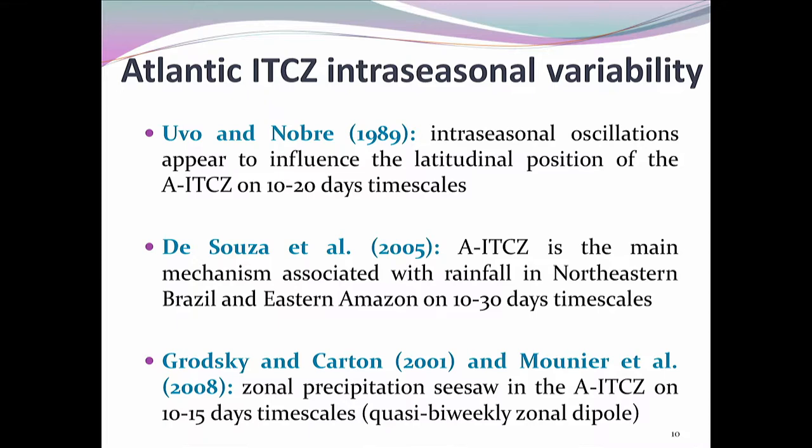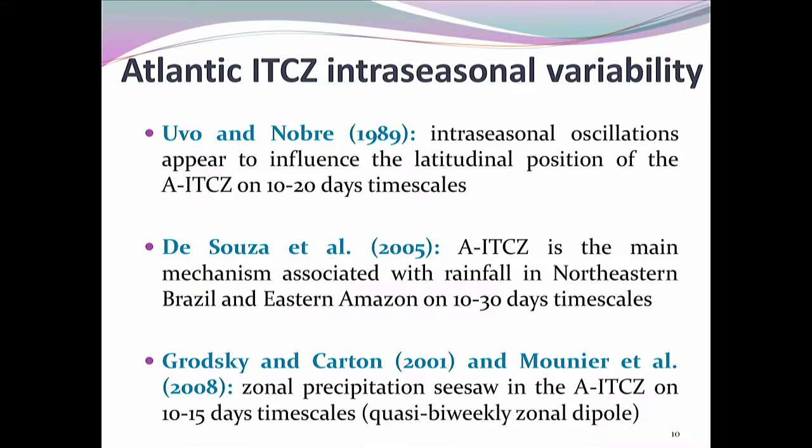Then we have some works that show the variability of the ITCZ in the intra-seasonal time scale, but we have so few works on this scale. First of all, Uvo and Nobre showed that the intra-seasonal oscillations appear to influence the latitudinal position of the ITCZ and it has variability in a scale of 10 up to 20 days. De Souza showed that the ITCZ is the main mechanism associated with the rainfall in northern Brazil, in eastern Amazon, in a time scale of 10 up to 30 days.